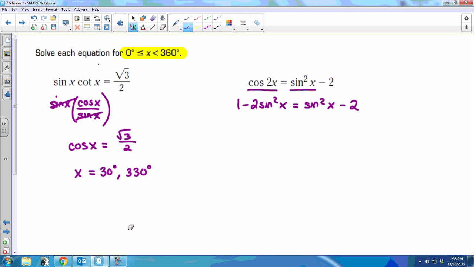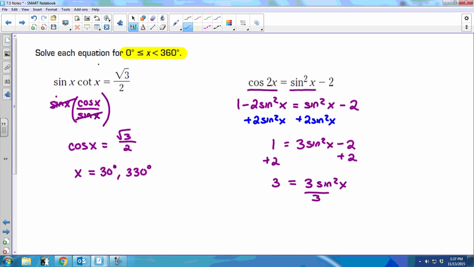To solve the equation, I get all the like terms together. I'm going to add the sine squareds together. So I have 1 equals 3 sine squared x minus 2. So I need to get the constants together. So I have 3 equals 3 sine squared x. And then we divide by 3. We get 1 equals sine squared x. And to get rid of the square, we take the square root.